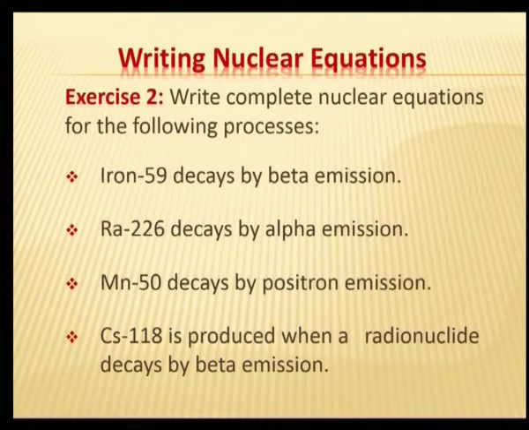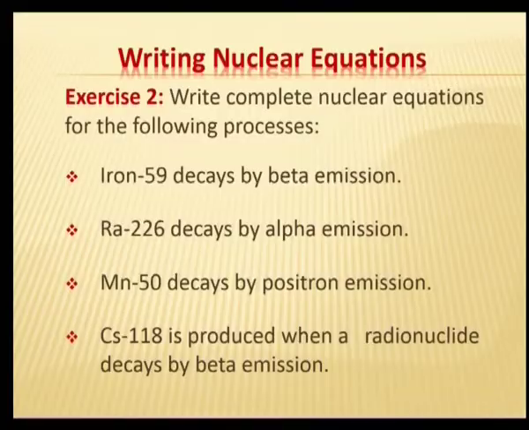Exercise 2 that you have here: write the complete nuclear equations for the following processes. From the lectures we have seen so far, iron 59 decays by beta emission. You should know what the daughter nucleus is and what the associated particle should be, that is beta emission.